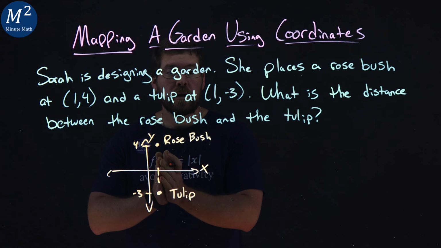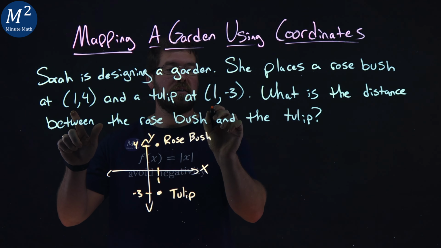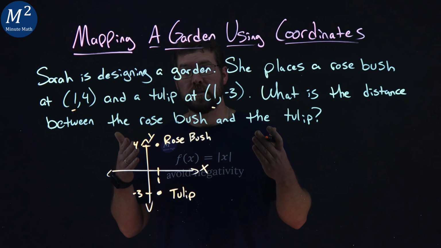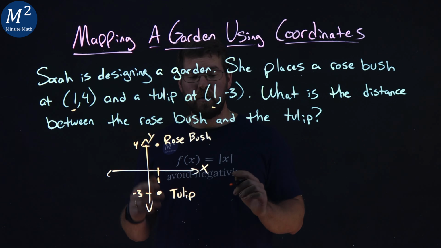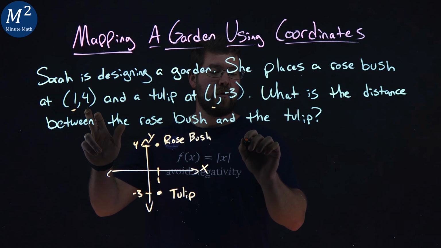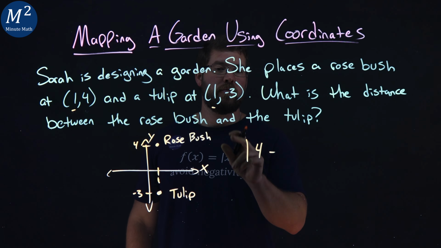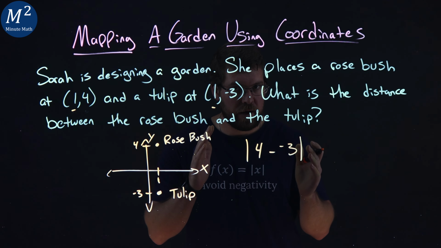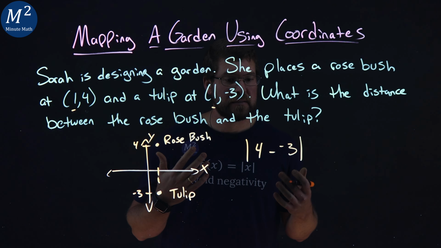These points are vertically aligned, and we can see that because they share the same x value. So we want to find the difference of the y values here. To do that, we take our first y value, 4, put it in an absolute value, subtract the second y value, which is -3, and close the absolute value. Now we're finding the distance.